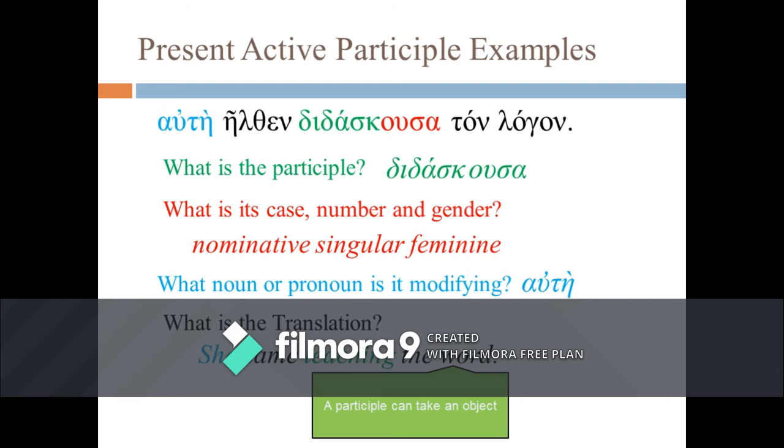So that part, remember, the participle is made up of two parts. It is a verb and an adjectival ending. It still has qualities of a verb. That is, it can take an object and several other things. And it has the qualities of an adjective. It must link to a noun.